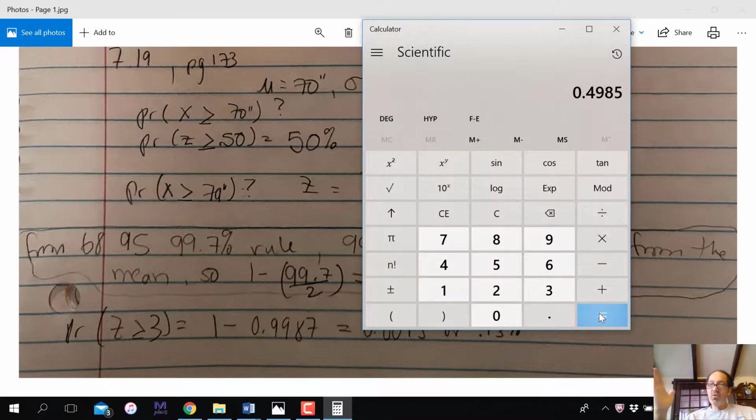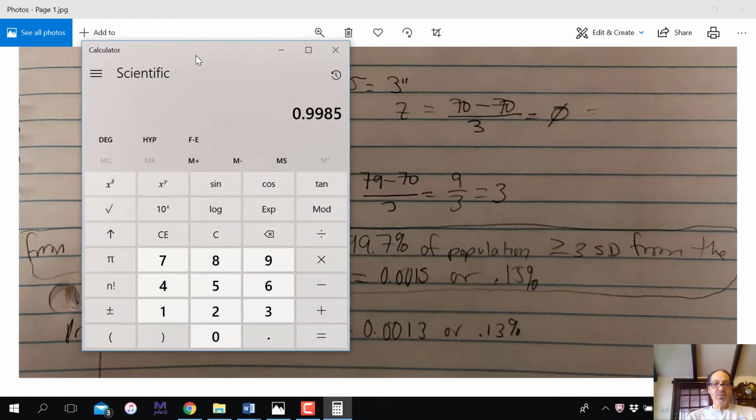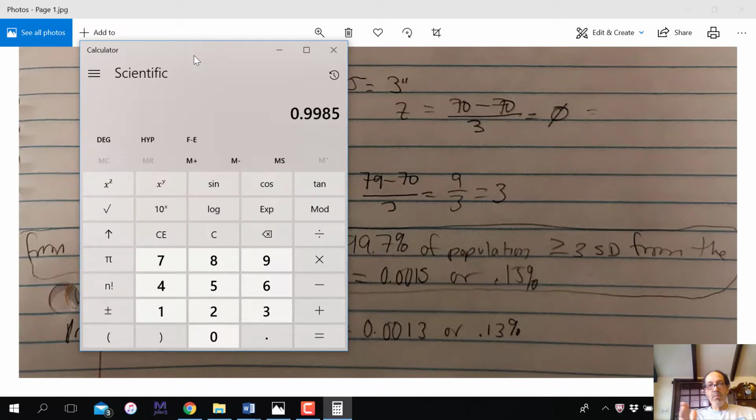To know what the actual percentile is, and this is where you really need to understand this distribution, this is just between 0 and 3 standard deviations above the mean. If we want to know what proportion is accumulated from negative infinity all the way to 3 standard deviations above the mean, I have to add 50 to this. So I add 50 plus 0.5, right? It's 99.85.